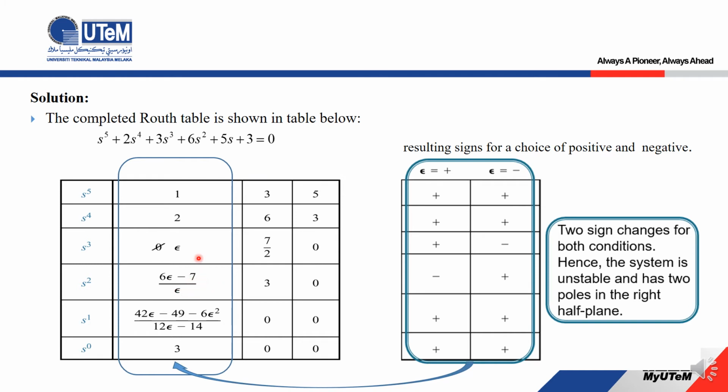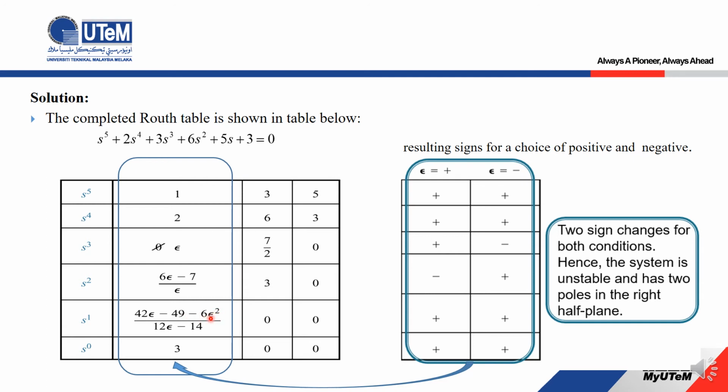So that means from here to here, we have another sign change, because this one is negative and this one is positive. Next, we put that negative sign into this equation. So this one becomes negative 42 minus 49, which means it is equal to negative 91.